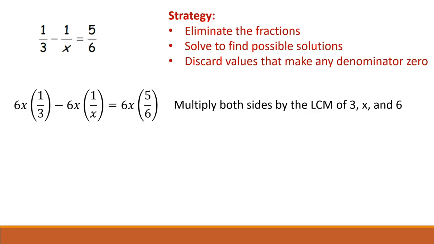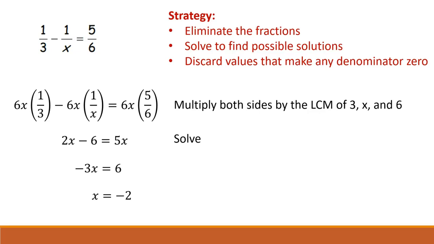Now let's simplify all the terms. In the first term, 3 goes into 6 twice, and 2x times 1 is 2x. In the second term, the x's will cancel, and negative 6 times 1 is negative 6. And in the third term, the 6's will cancel, and x times 5 is 5x. Now we'll subtract 5x from both sides and add 6 to both sides to solve, and dividing both sides by negative 3 gives us a possible solution of x equals negative 2.